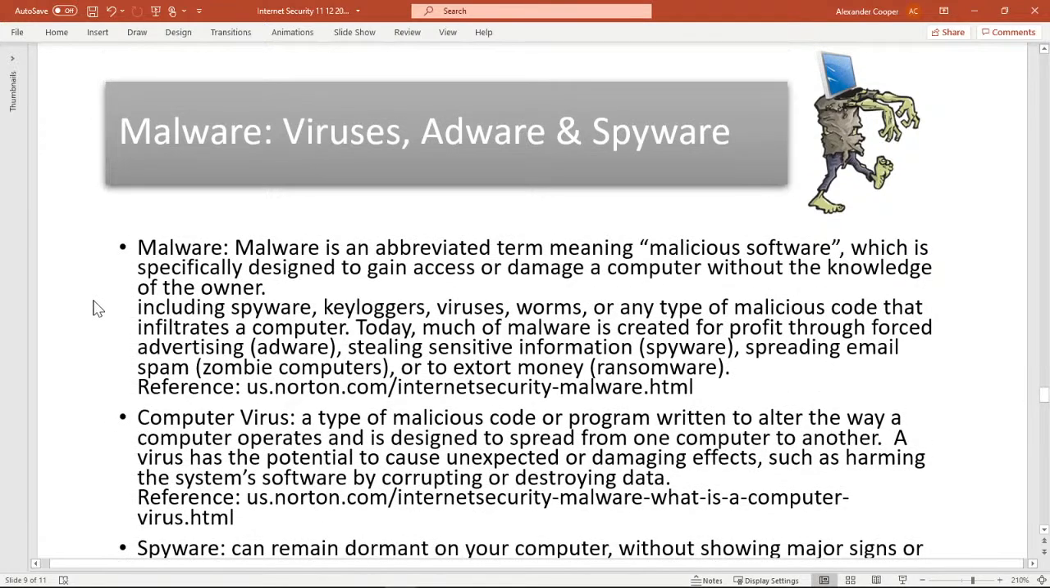Let's talk about malware, viruses, adware, and spyware. We have our zombie computer up here walking around. Malware is a term meaning malicious software, which is specifically designed to gain access or damage a computer without the knowledge of the owner, including spyware, key loggers, viruses, worms, and other malicious code that infiltrates the computer. Today, most malware is created for profit through forced advertising, which they call adware, stealing sensitive information, which would be spyware, and spreading email spam through zombie computers.